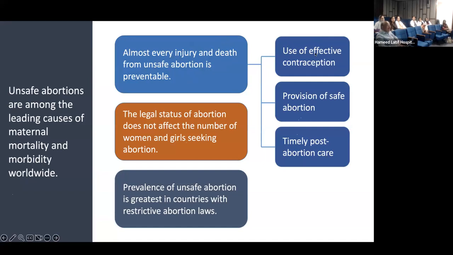Remember that, because if we propagate the effective use of contraception, if we provide safe abortion care, and if we do take measures to provide timely post-abortion care. Legal status of abortion does not affect the number of women and girls seeking abortion, irrespective of whatever law. And prevalence of unsafe abortion is greatest in countries with restrictive laws.